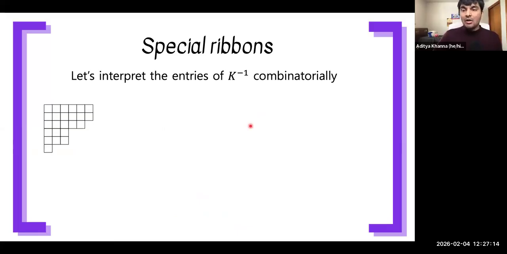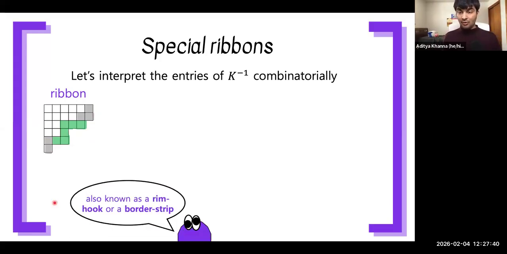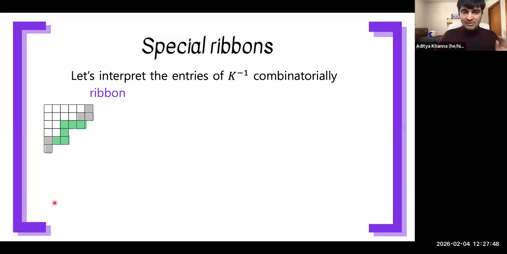For that, we need a concept called ribbons. So I'm going to shade something, and a ribbon is something that snakes along the boundary of the diagram. Formally, this is something that does not have a 2 by 2 square in it, but it goes along the border of your diagram. So I've shaded the border, and it's a subset of this particular border. That's why you will also see them being called rim hooks or border strips. In this talk, we will call them ribbons or rim hooks. So this is what a ribbon is.